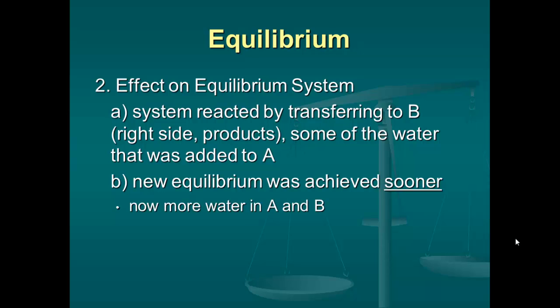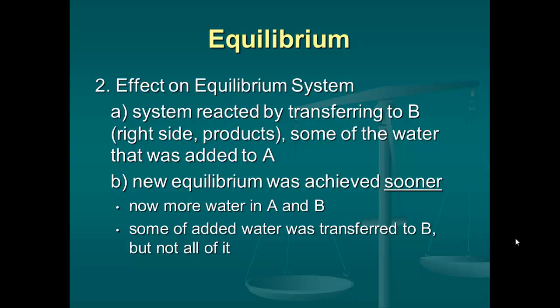And your end result was that you had more water both in cylinder A and in cylinder B. You reached a new point of equilibrium where the water levels were different than they were before, but they still remained constant as you continued to transfer the water. Some of that added water was transferred to B, but not all of it. You saw a higher level both in A and in B when you were done.